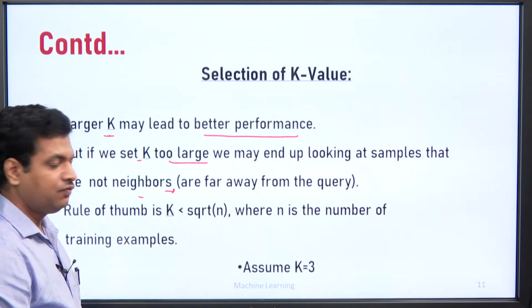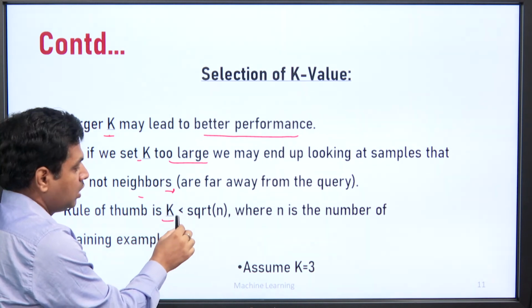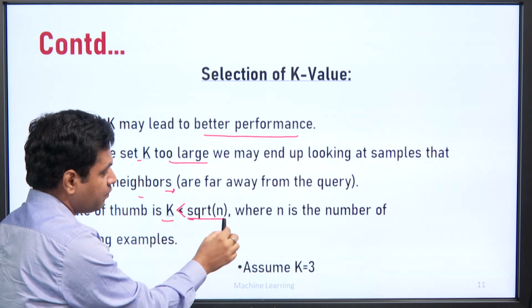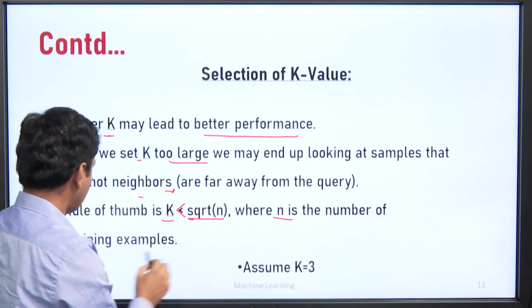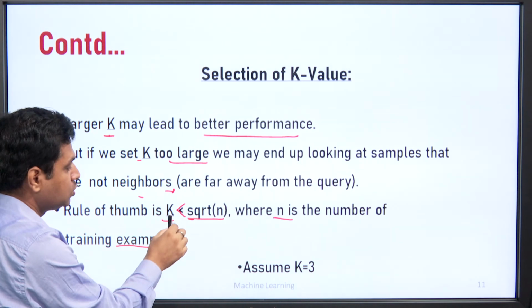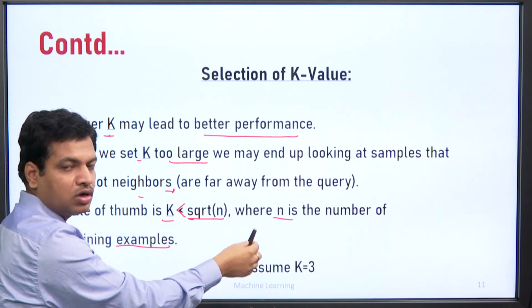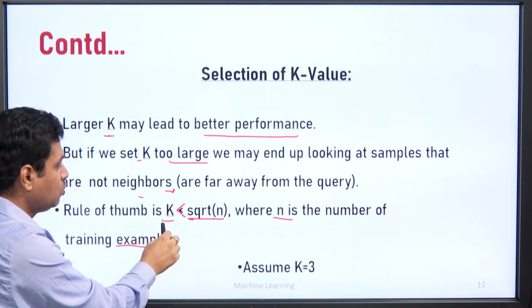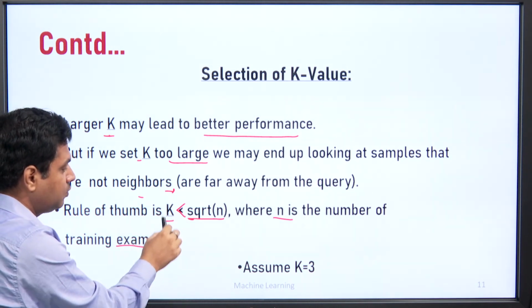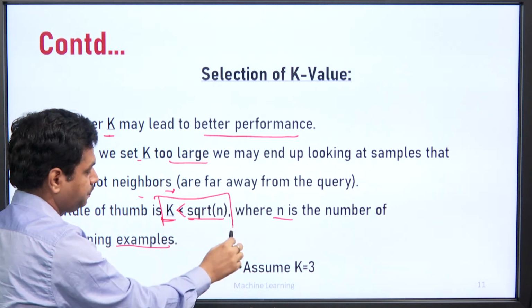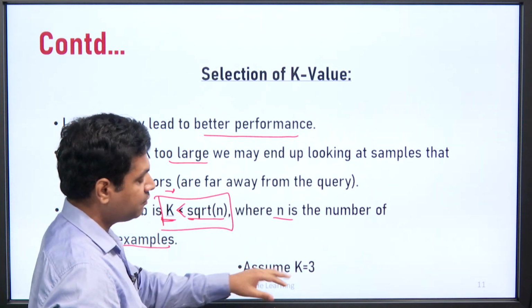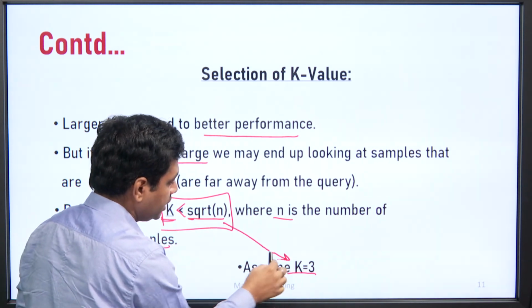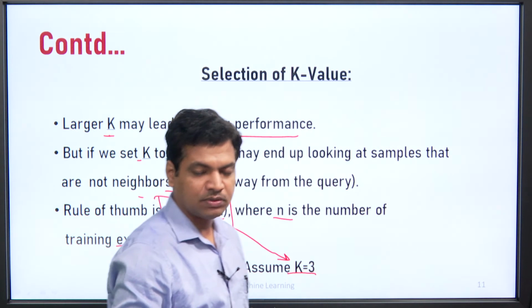The rule of thumb for selecting the value of k is k less than or equal to the square root of n, where n is the number of training examples. So, k should be less than the square root of the number of samples present in the data set. Here we have assumed k is equal to 3 in the next example given.